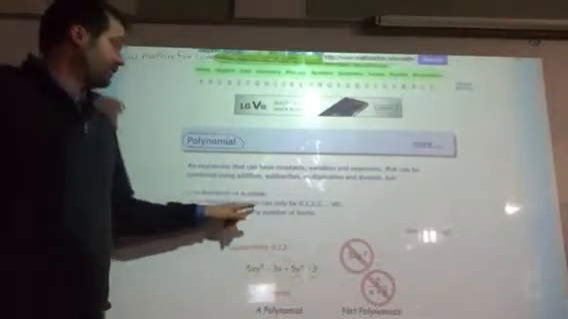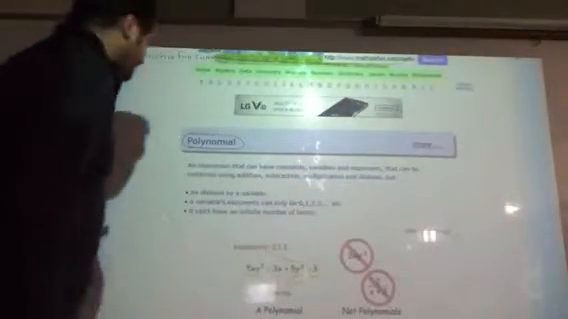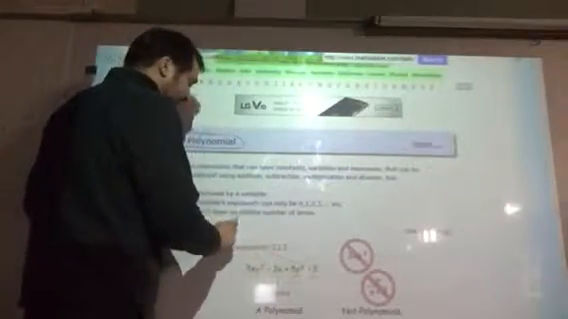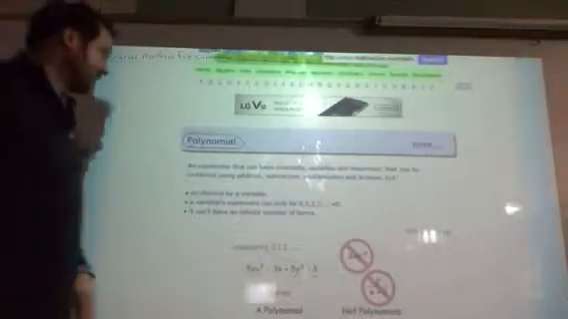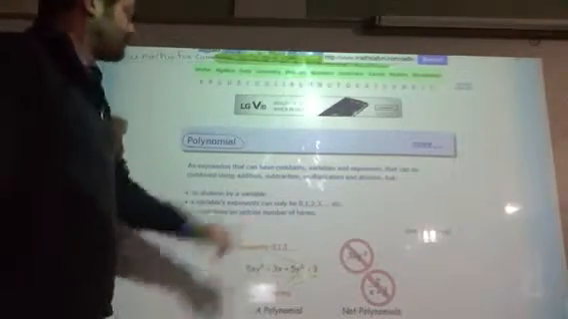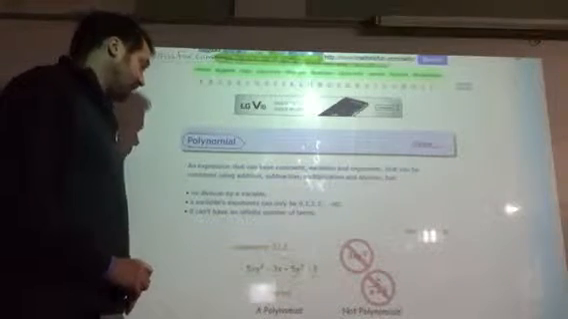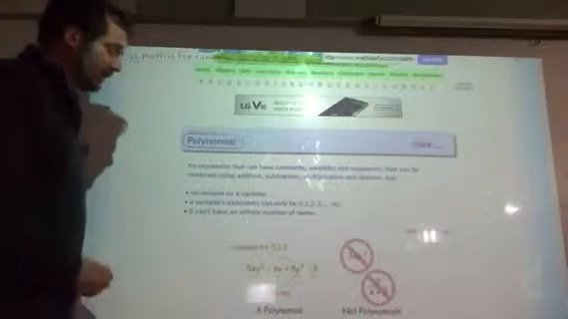A variable's exponents can only be 0, 1, 2, 3, 4, 5, 6, 7, 8, okay? They can only be positive integers. It cannot have an infinite number of terms. So it can only have a finite number of terms. Either way, this is an example of a polynomial.